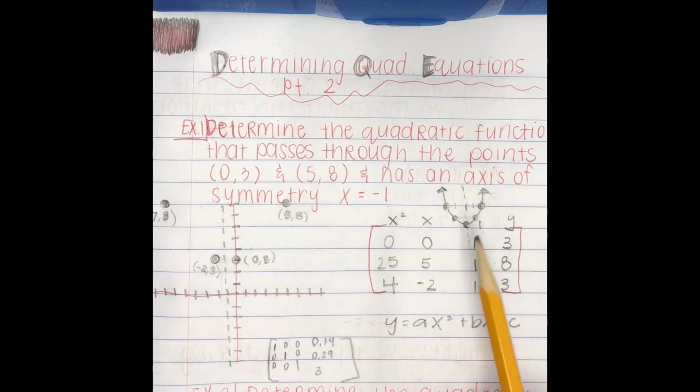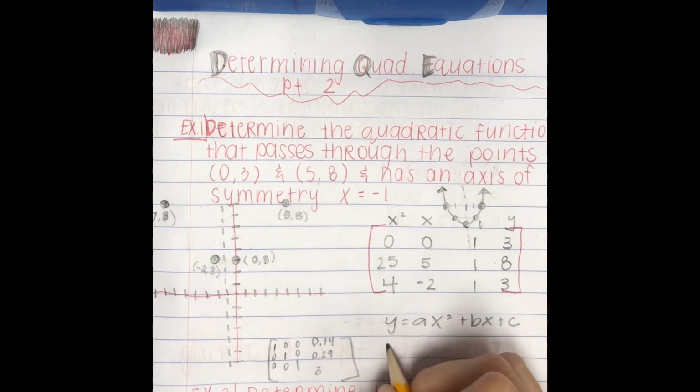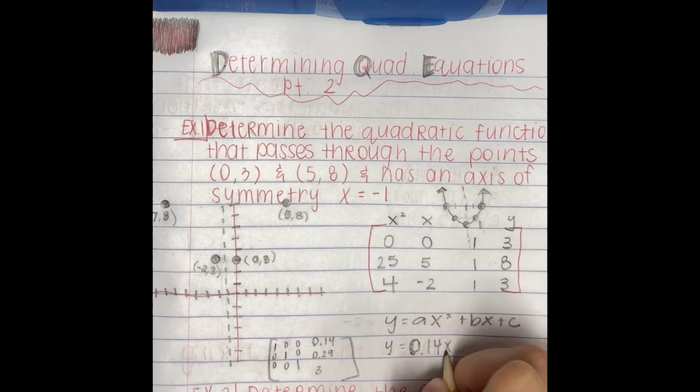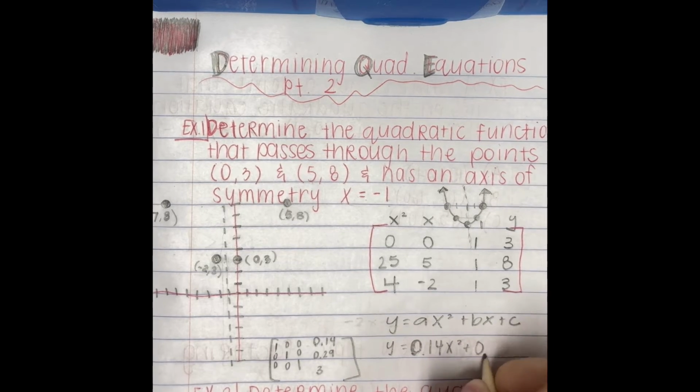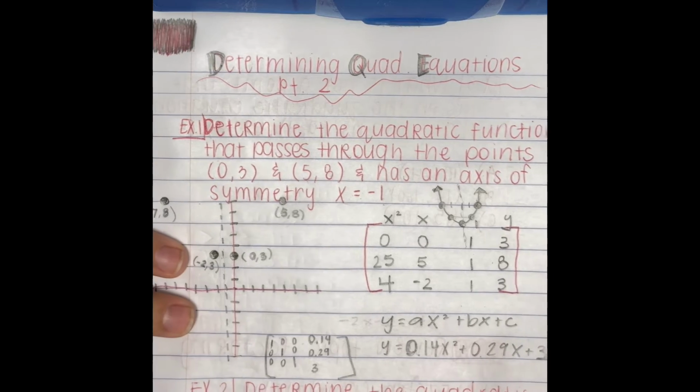So we looked at it in our matrix. We ended up with this as our answer, which means we have y equals 0.14x squared plus 0.29x plus 3 as our answer.